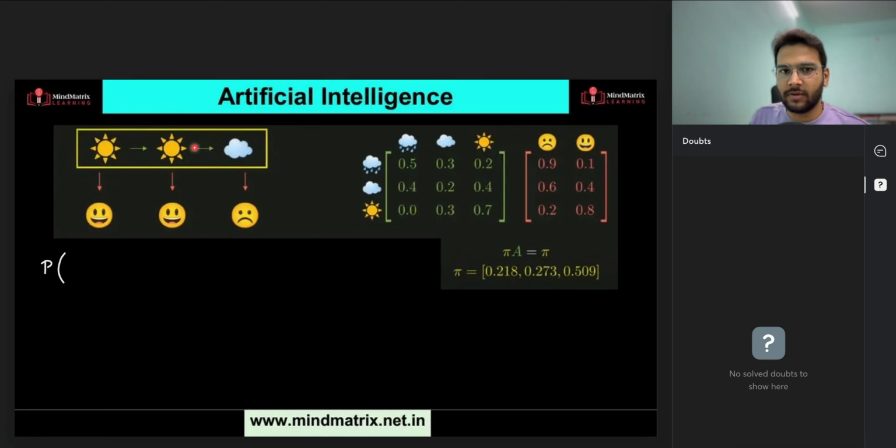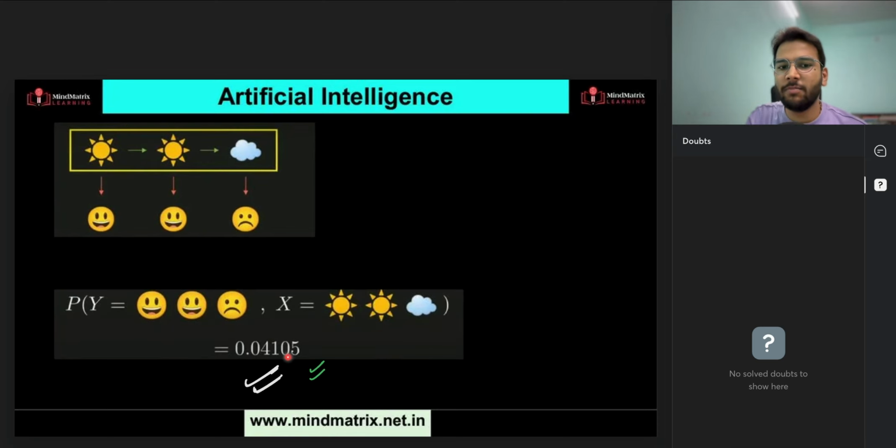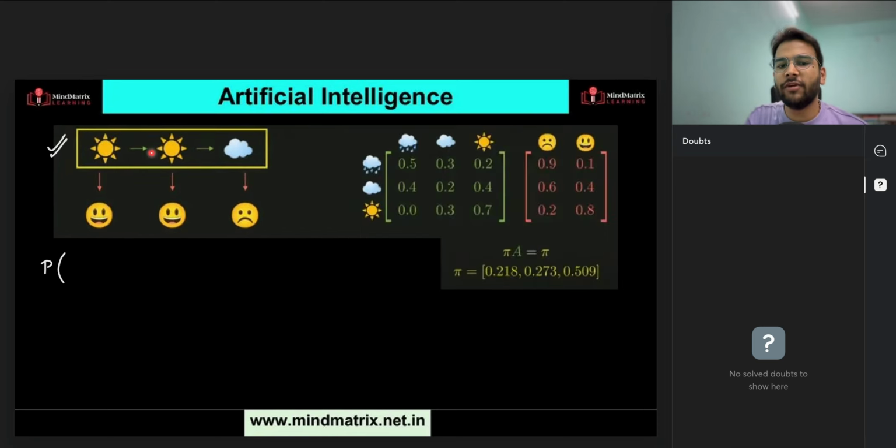Just for this, by simulation, we got to know that for this particular weather sequence, this is the most likely weather sequence, and this is the probability that we are getting. So just verifying whether the probability that we are finding is correct or not, based on whatever maths that we have learned behind it.